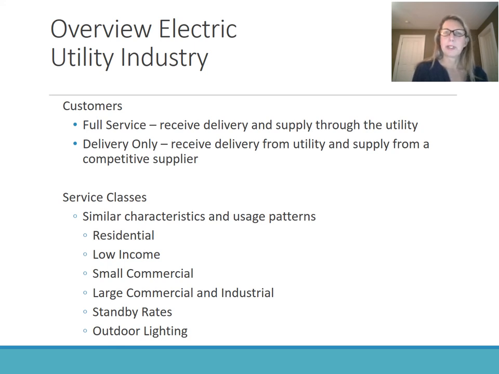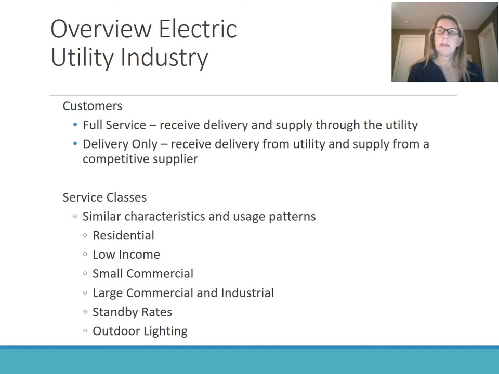Standby rates, which we're going to talk about, are for customers that have some sort of distributed generation but are still connected to the grid. So we're still here as backup service or supplemental service for them. And we also have an outdoor lighting tariff. And so the flow of dollars would be different for all of those classes.